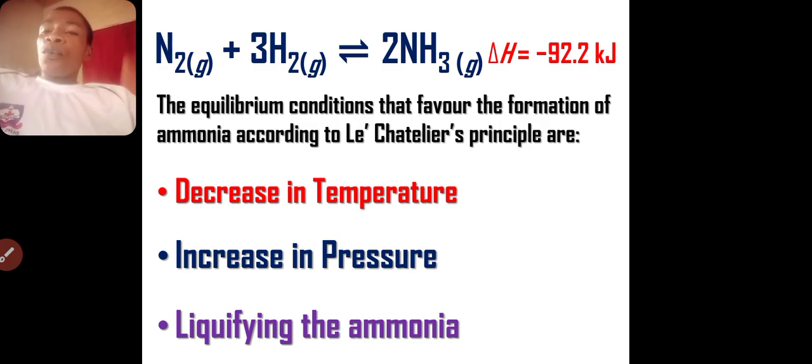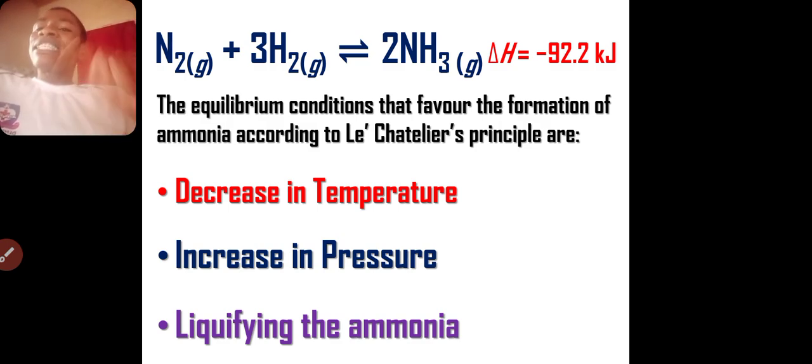Number 1, we decrease temperature. This is why we use a temperature of just 450 degrees Celsius. And to compensate for the loss in the rate of reaction, we have to use a catalyst. So it's a catalytic reaction. We use a catalyst of finely divided iron to make the reaction fast. So at a lower temperature like that, we can be sure that the reaction will be going forward instead of going backward. Then we also increase the pressure, because the forward reaction occurs with a decrease in number of moles.